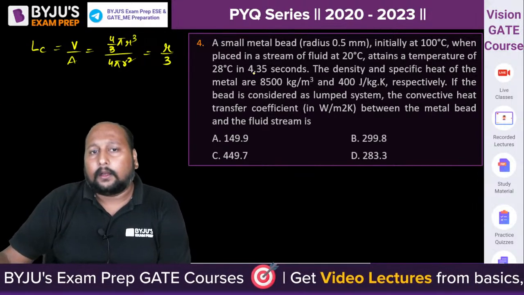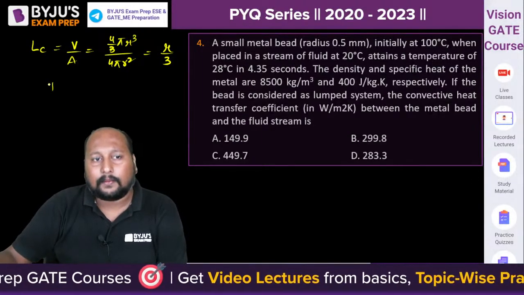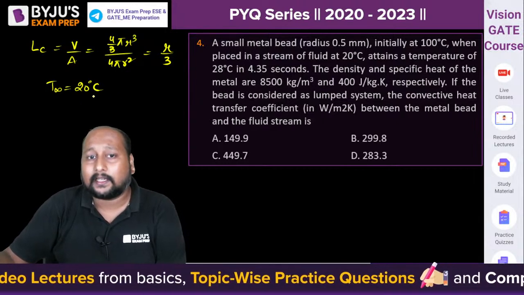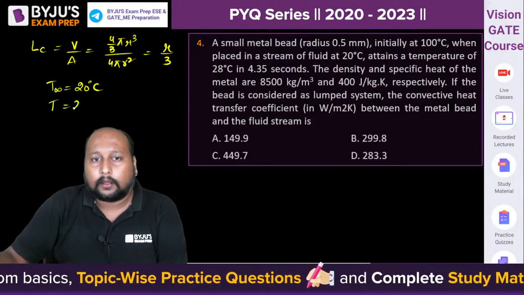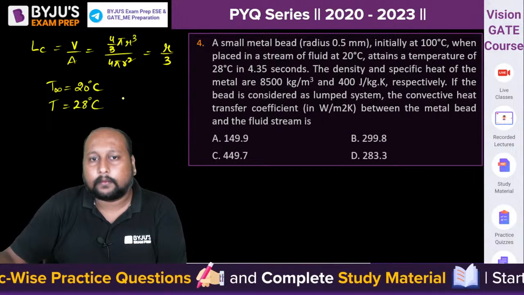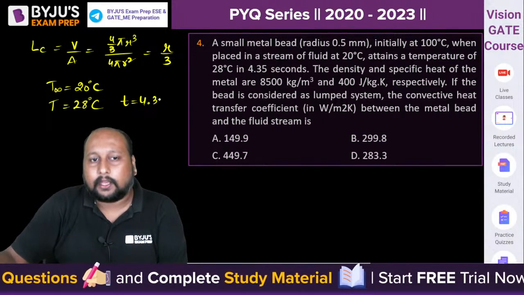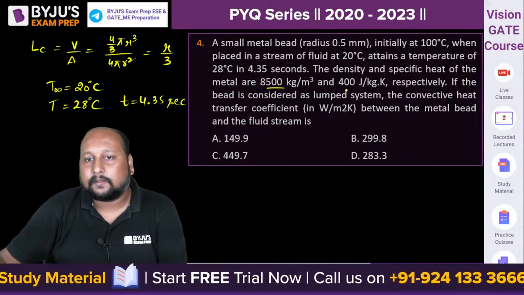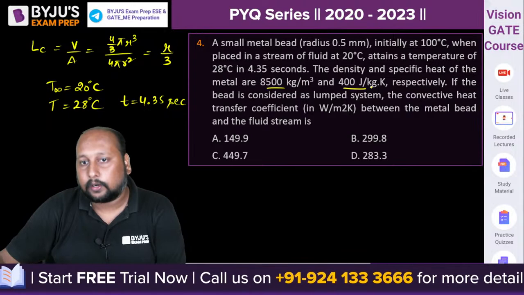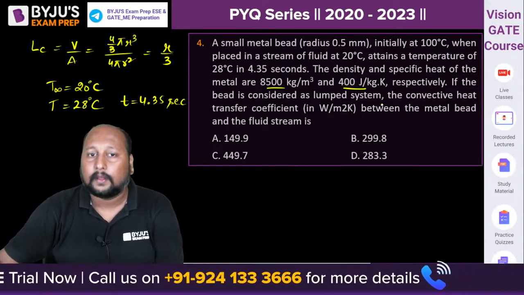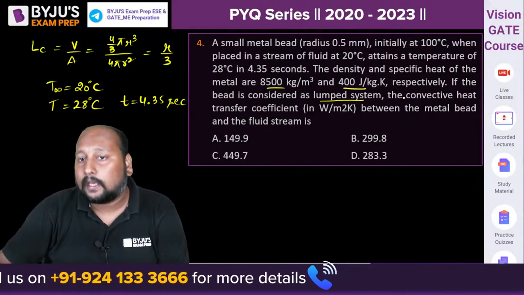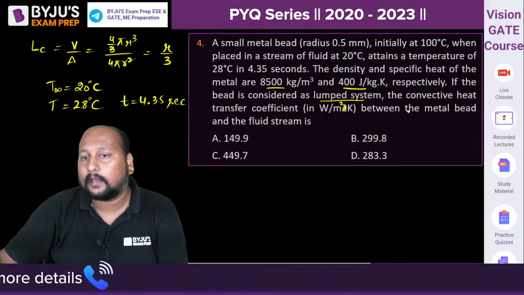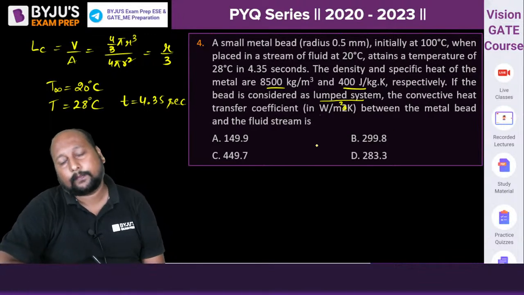Okay. When placed in a fluid stream at 20 degrees Celsius, the ambient temperature of the fluid, it attains a temperature of 28 in 4.35 seconds, right? The density is given, the specific heat is given. See the units, it's very important. It's not in kilojoule, it's in SI, so no problem. If the bead is considered as a lumped body, the convective heat transfer coefficient in watt per meter square Kelvin is, what is the value of h?